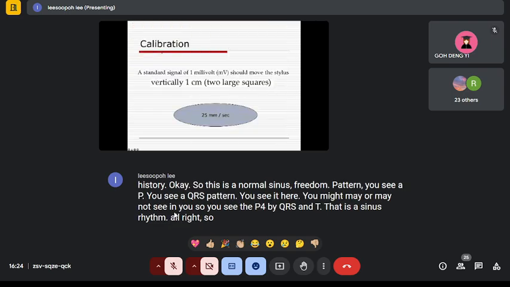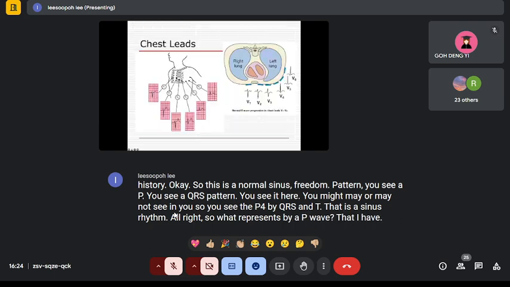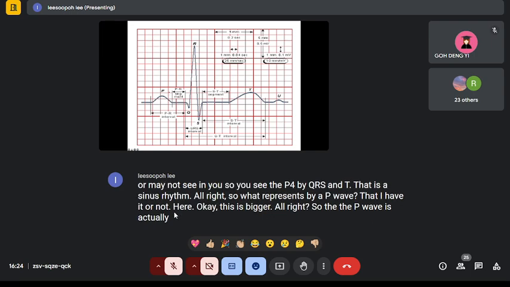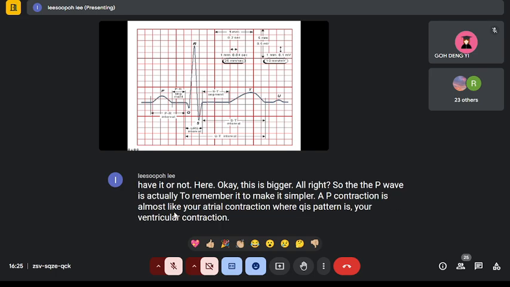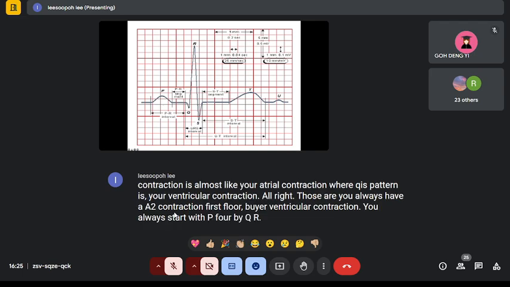All right. So what is represented by the P wave? To make it simpler to remember, the P wave is almost like your atrial contraction, whereas the QRS pattern is your ventricular contraction. That's why you always have an atrial contraction first, followed by a ventricular contraction. You always start with P followed by QRST.